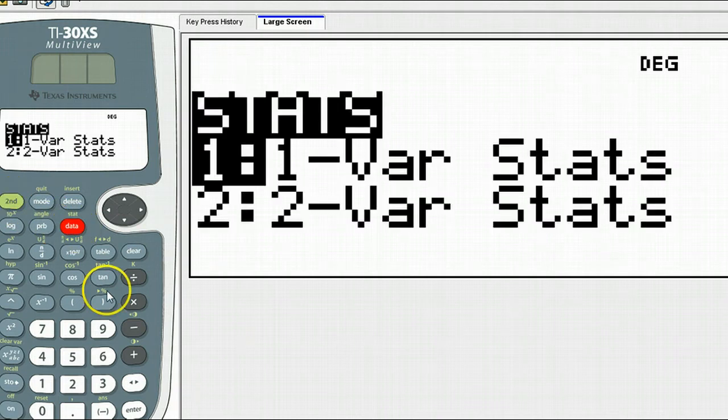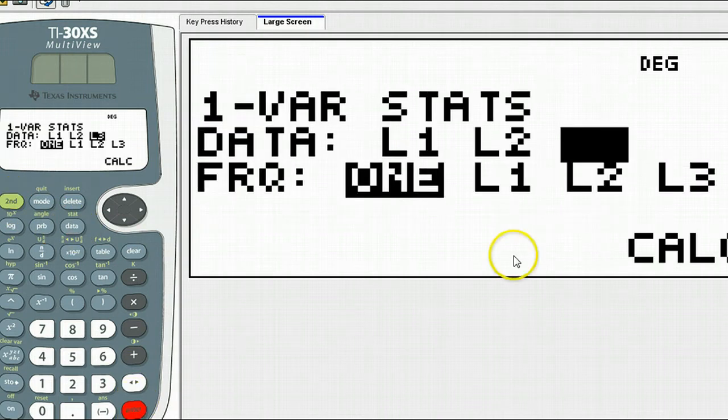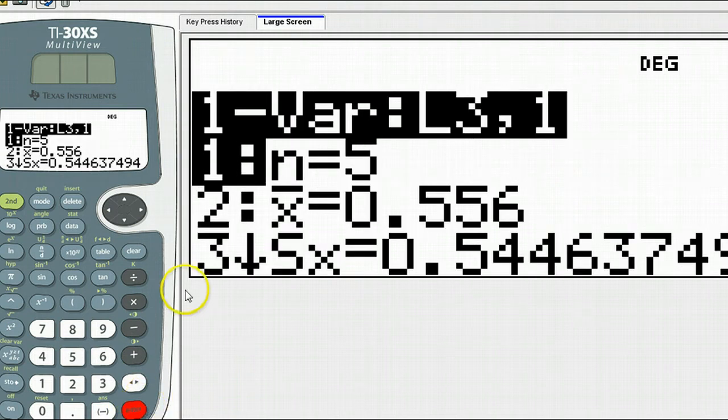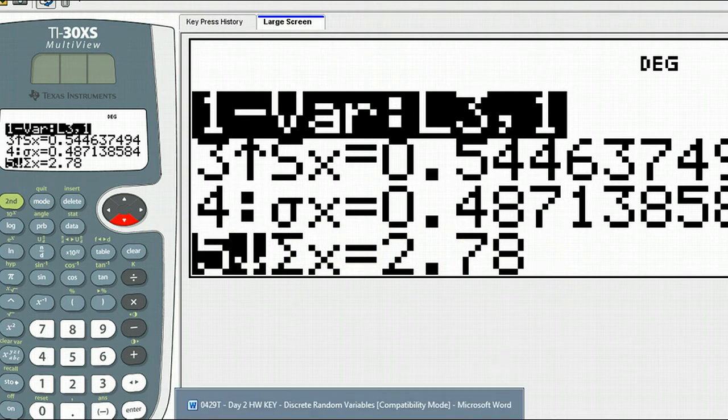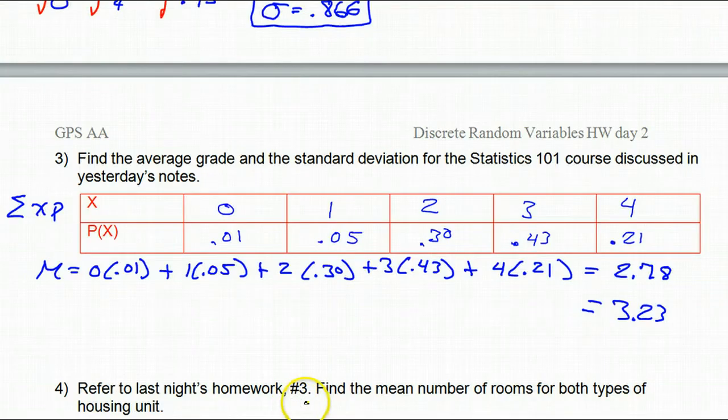So if I do second stat, make sure it's L3. Scroll down to item number 5 and 2.78. Okay, just like I got when I did it by hand. Alright, genius. Anyway, so that's the mean, 2.78.